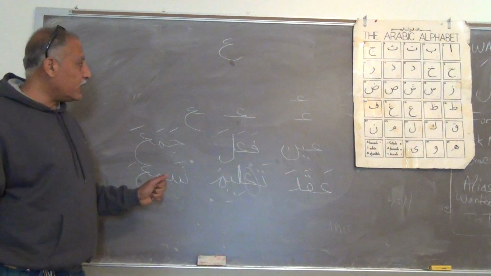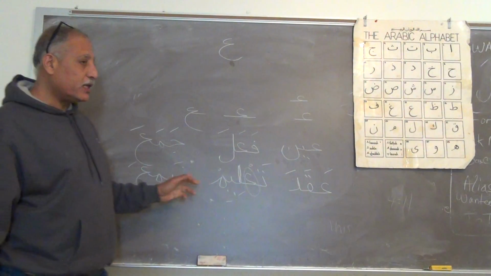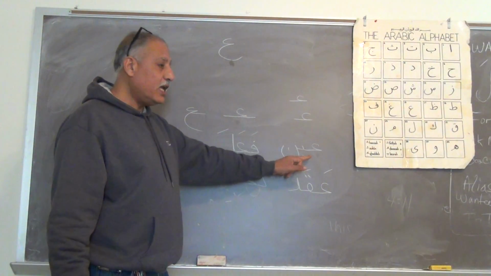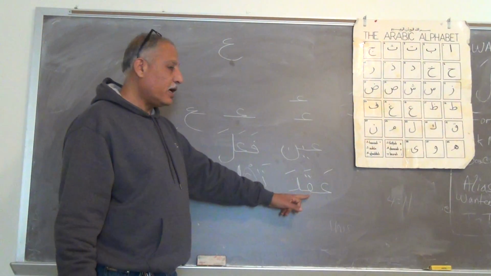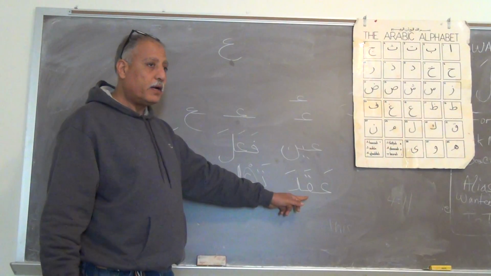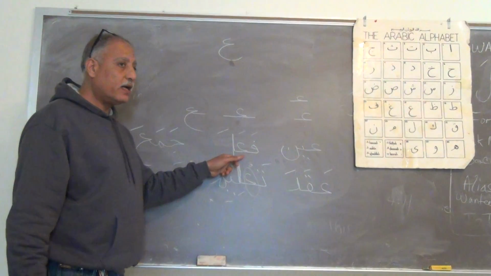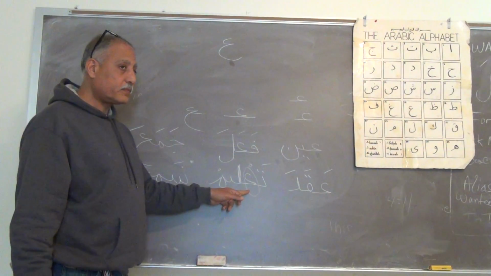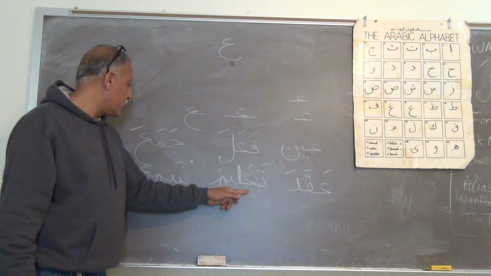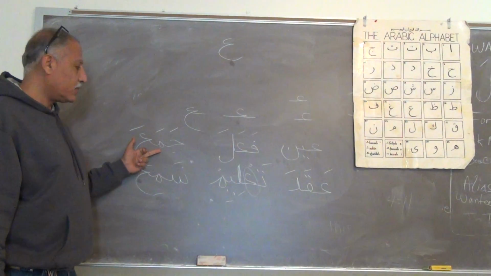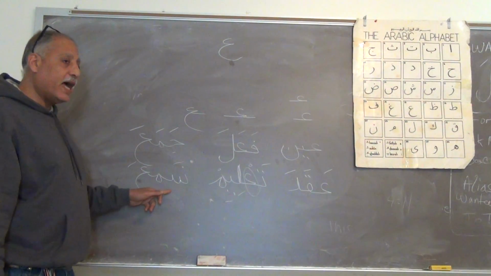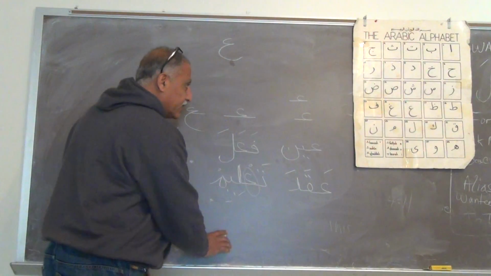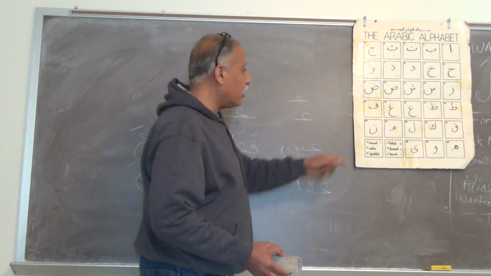Okay, so please, I'm going to say each one of those, read it, and you can just repeat after me. عين. عقد. فعل. تعليم. جمع. سمع.